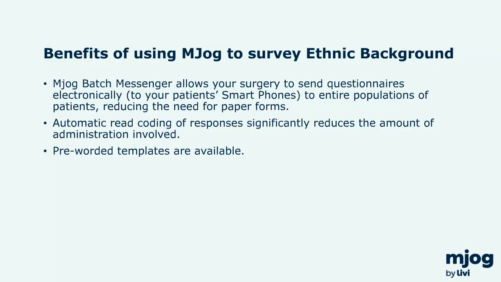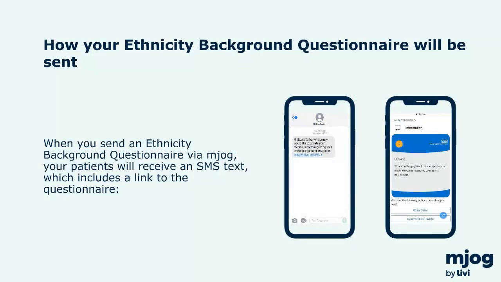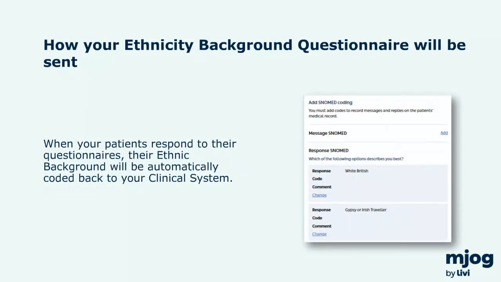The benefits of using Mjog to survey ethnic background include: Mjog Batch Messenger allows your surgery to send questionnaires electronically to your patients' smartphones to entire populations of patients, reducing the need for paper forms. Automatic recoding of responses significantly reduces the amount of administration involved. Pre-worded templates are available. When you send an ethnicity background questionnaire via Mjog, your patients will receive an SMS text which includes a link to the questionnaire. When your patients respond to their questionnaires, their ethnic background will be automatically recoded back to your clinical system.